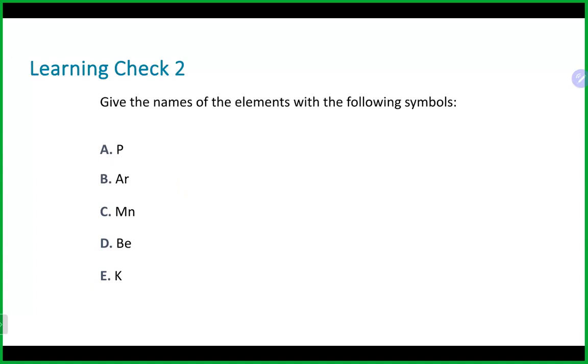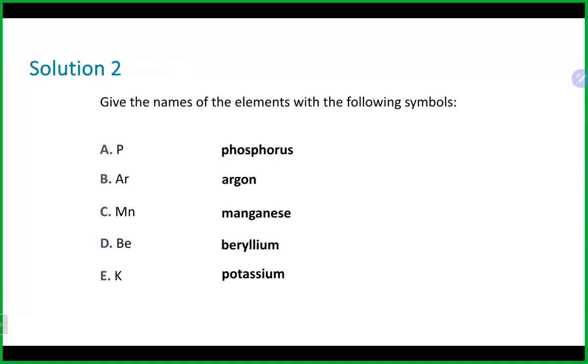All right, so try some of these names. So P is phosphorus. Ar is argon, that's a noble gas right over there. Mn is manganese, not to be confused with magnesium, which is Mg. So Mn is manganese, right about there, number 25. Be is beryllium, and K is potassium.